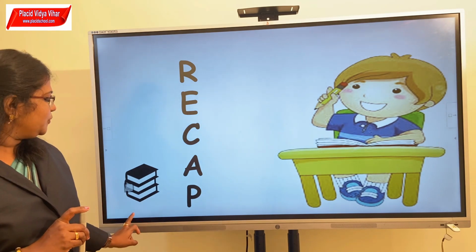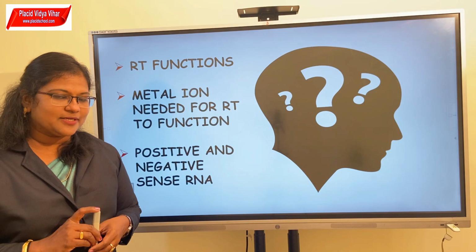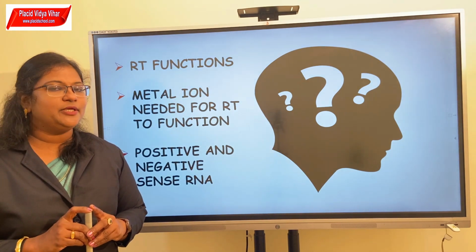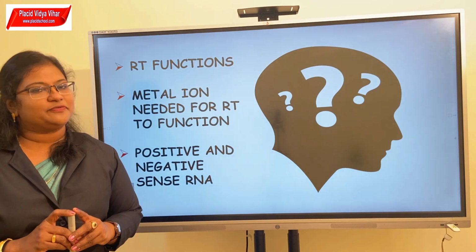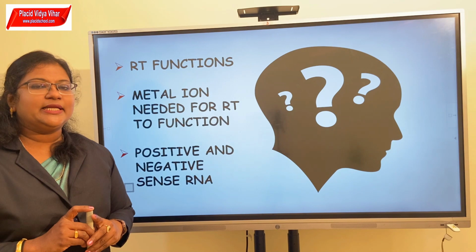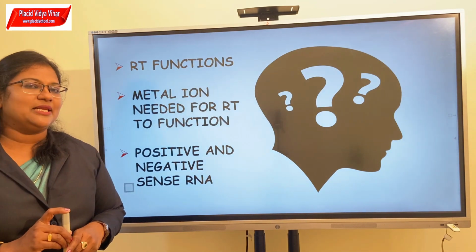Then I also gave you a couple of assignments. I told you that reverse transcriptase has two functions and you have to tell me the two functions. One of them I already explained during the course of this session. The second you have to find out. Then there is another thing. There is a metal ion needed for reverse transcriptase to function. You should also tell me the name of that metal ion.